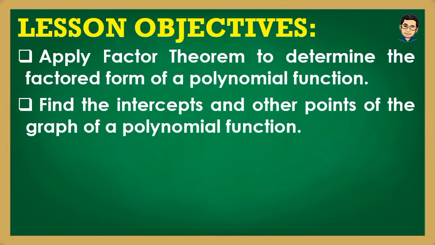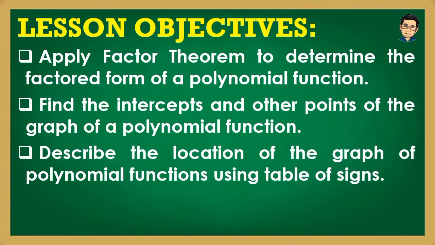So, as I mentioned, after we factor the given polynomial function, that will be the time na makikita natin clearly yung mga intercepts. And then, aside from that, kailangan din natin ng other points, aside from dun sa intercepts, para sa pag-graph ng polynomial function. And then, after that, we will describe the location of the graph of polynomial functions using table of signs. Kung below the x-axis ba siya nag-i-start, or above the x-axis. So, ginagamit po natin dyan yung table of signs, which will be discussed later.